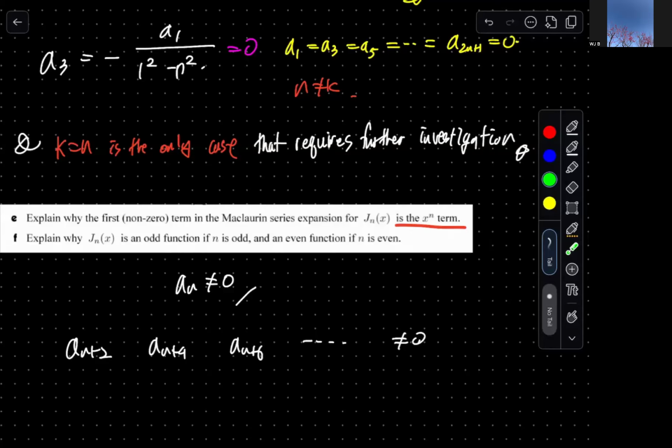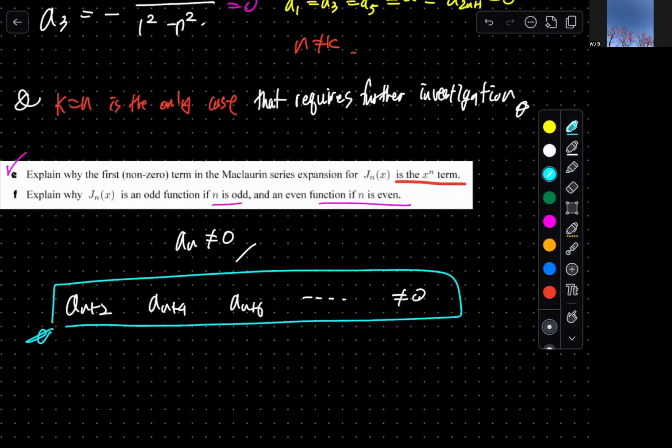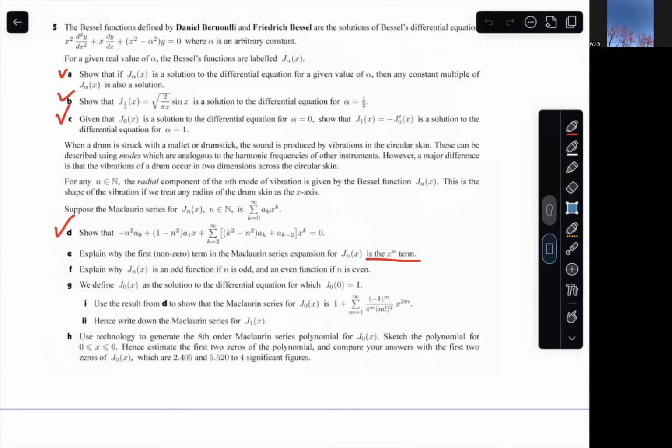Okay, so now let's go back. So we showed part D. Part E: explain why it's an odd function if n is odd and an even function if n is even. Well, there you go. Because every two terms after will be the coefficient, and if a_n was even, the next term that will be non-zero is two terms after, that's still even. Same thing for the odd. So we know it's either going to be a bunch of even or a bunch of odd. This determines whether the function is an even function or an odd function. So F is also done by that realization from the recurrence relation. So that's great. So we got E and F.